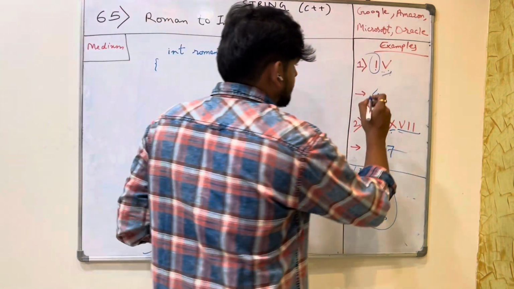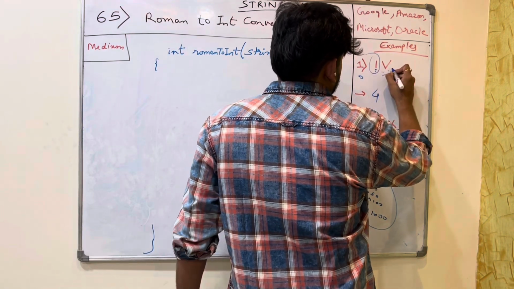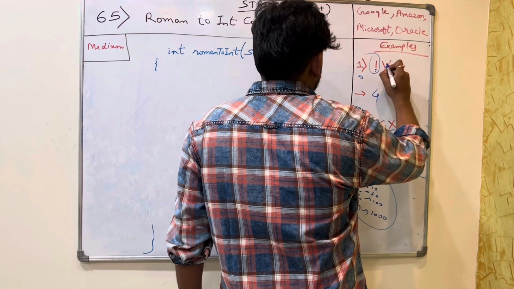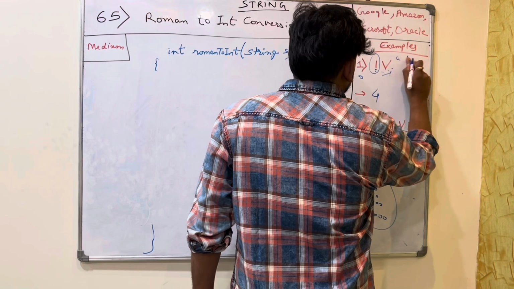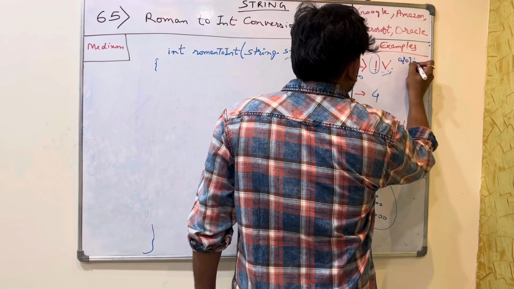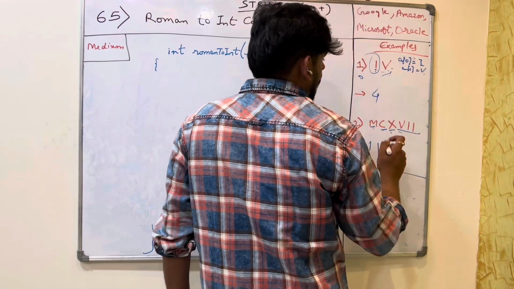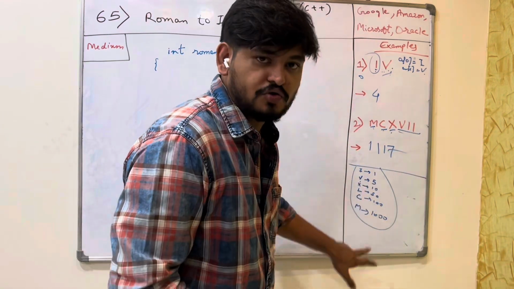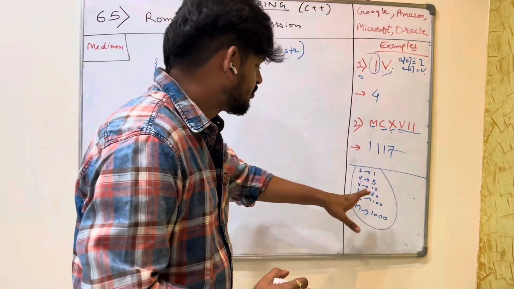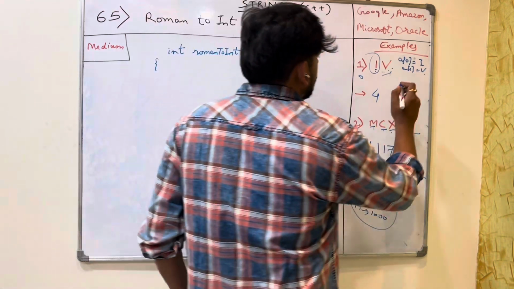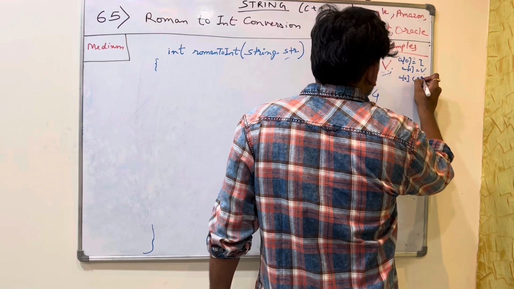So our answer starts with 0. Say this string is a string A. So A0 is I, right? And A5 is V. Now we should have the values stored in a map, right? Because we don't know that this is 1, this is V, this is 5. So we'll store this in a map, and then we see, okay, A0 is actually less than A1, right?